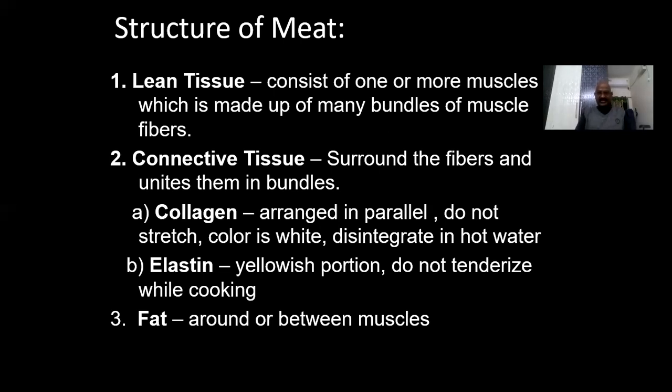So collagen is arranged in parallel and does not stretch. Its color is white, and it dissolves in hot water. So the collagen of your meat tissues, meat fibers, in hot water. And elastin, the yellow portion, does not tenderize while cooking. Elastin, a kind of yellow fiber contained in the meat, cannot be tenderized. You cook it, it will become harder, but it cannot be tenderized. It cannot be chewed.